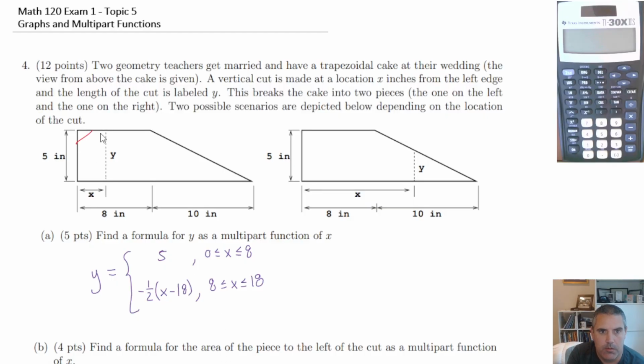Okay, find a formula for the area. Well, the area of the first part, let's just write that here, is whatever x is times whatever the height is, which we know is 5. So the formula for the area is 5x, and that's if 0 is less than x is less than 8.